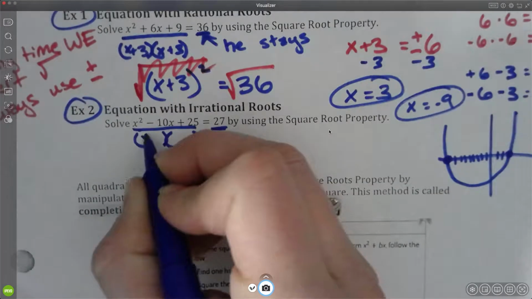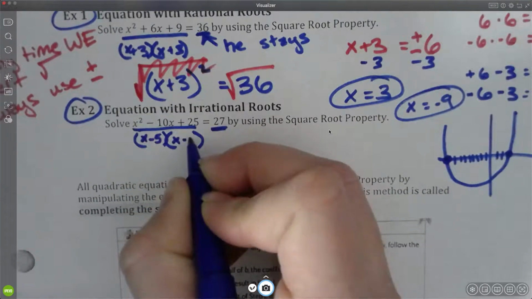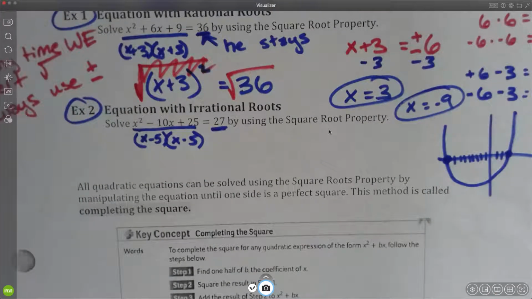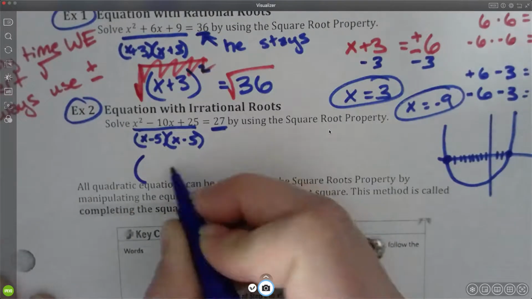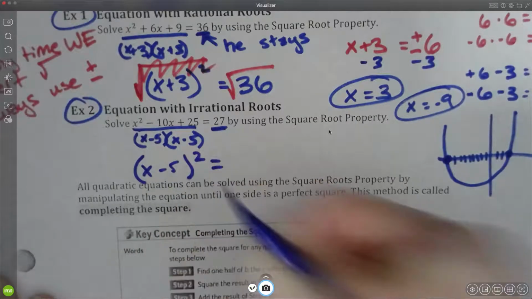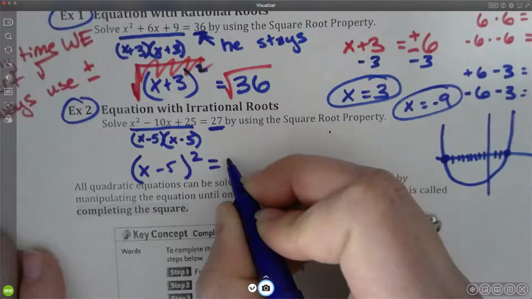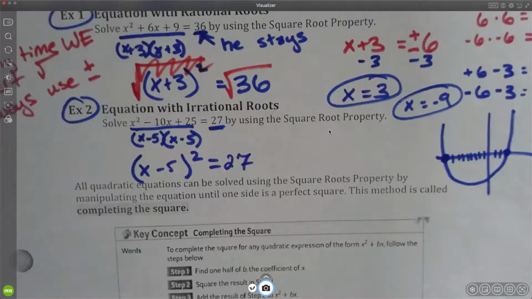When you are doing this process, you want whatever you have to be the same, right? It's got to be the same 2 numbers. x minus 5, x minus 5. Multiplied together gives me 25, but adding those will give me negative 10. Another way of writing x minus 5 times x minus 5 is x minus 5 squared. That equals 27. We're just reducing the left side, which breaks down into x minus 5 squared.